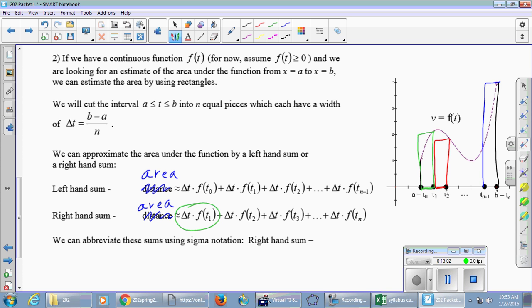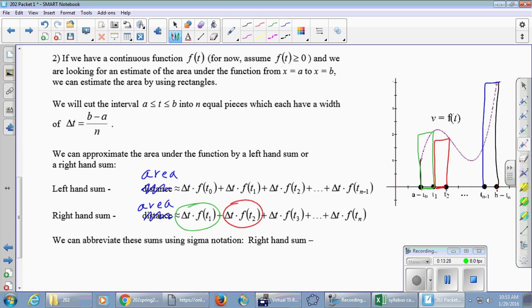And then the red rectangle, it's another delta t for the base or the width. And then the height of that guy is f of what number? f of t2, picking the right-hand endpoint. And so delta t times f of t2 is the area of that red rectangle. And you just go all the way to the end and you add them up. And we're saying that's approximately the area.